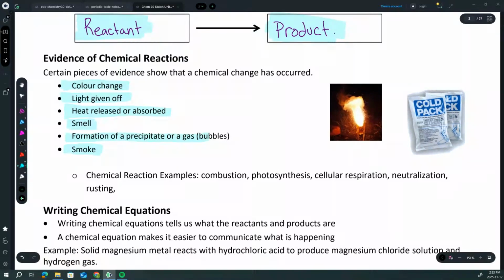Some examples of chemical reactions would be combustion. Let's say your car burning gas would be a combustion reaction. Photosynthesis, cellular respiration, neutralization, or rusting. A reminder, since we've already talked about neutralization in a previous unit, neutralization is when you react an acid and a base together, and if it's a strong acid and a strong base reacting together, then you'll get water and some sort of salt.